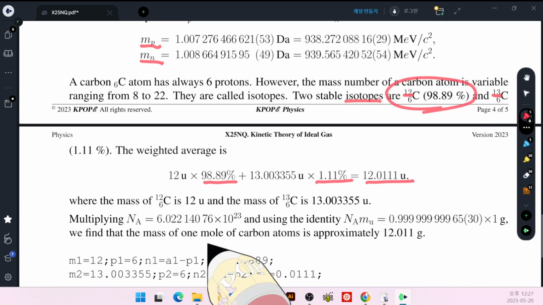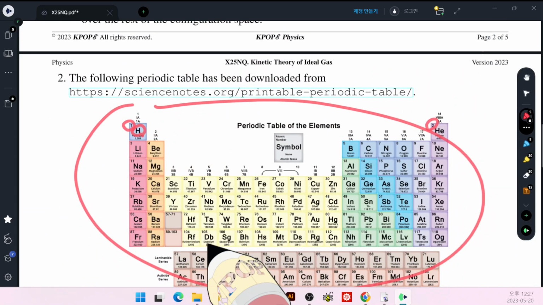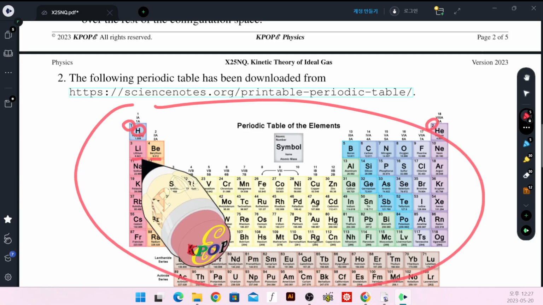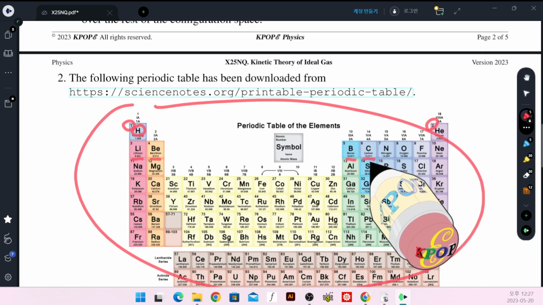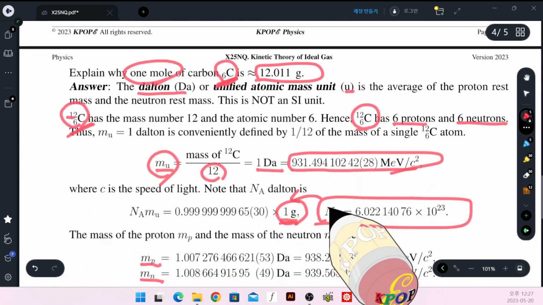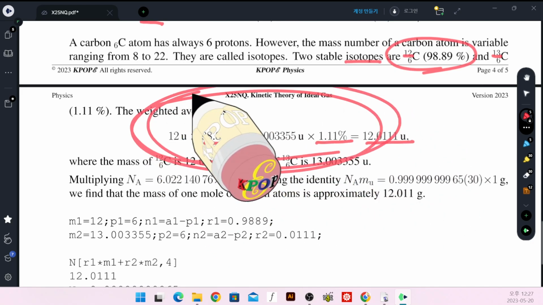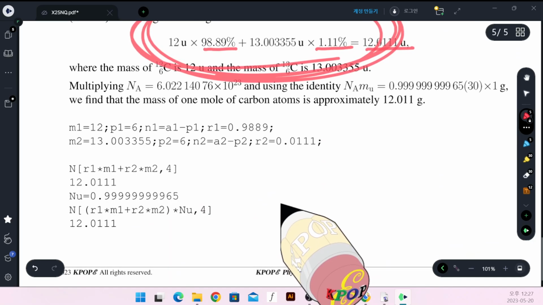So if we return to this periodic table, we have a mass that is not an exact integer. Instead, we have some additional digits. The reason is that we have made a weighted average. So that's it for this, and it is useful for solving X25Q. That's it. Thank you.